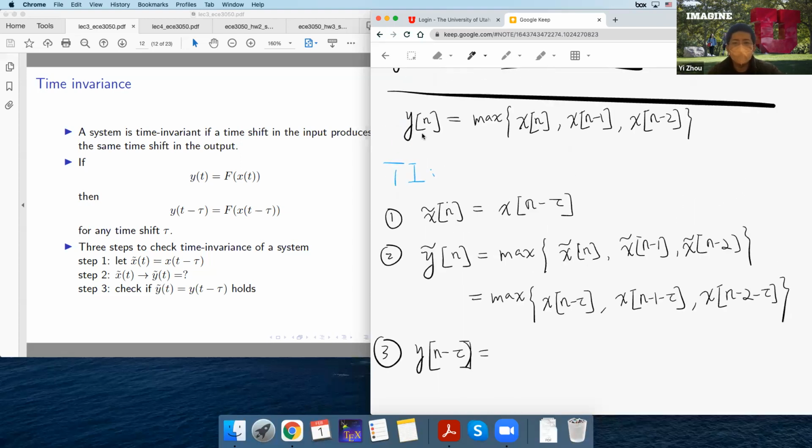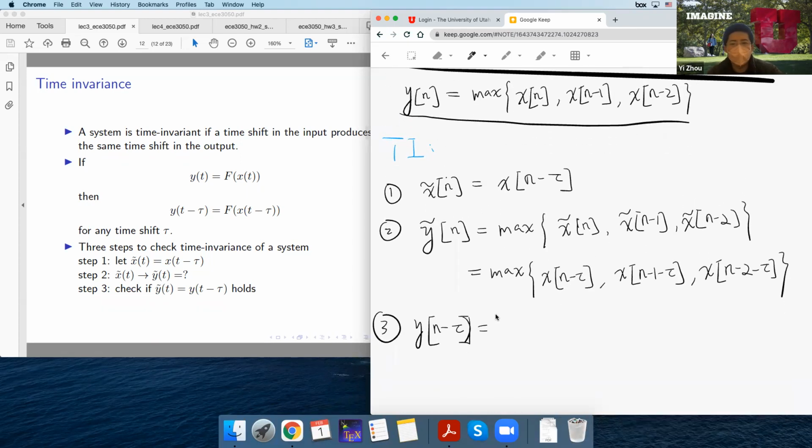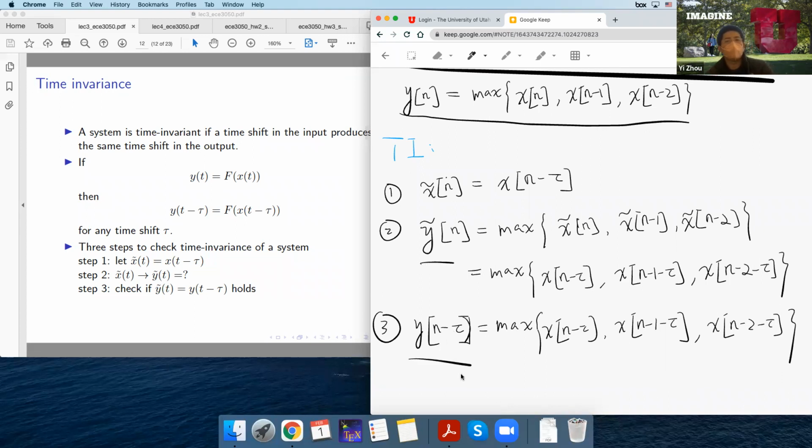So yn is here. Therefore, I can just replace n by n minus tau. So that gives me x minus tau. So replace n by n minus tau, and here replace n by n minus tau. And then you can verify that y tilde n is equal to y n minus tau.